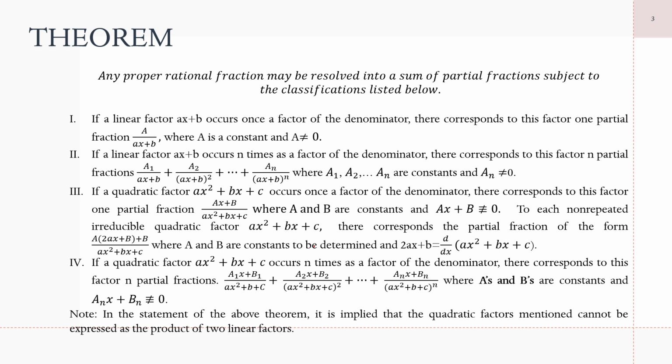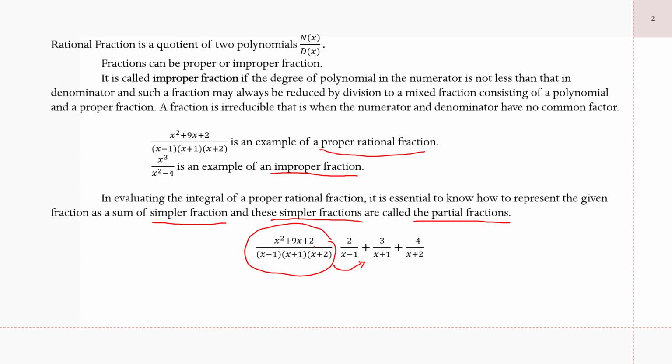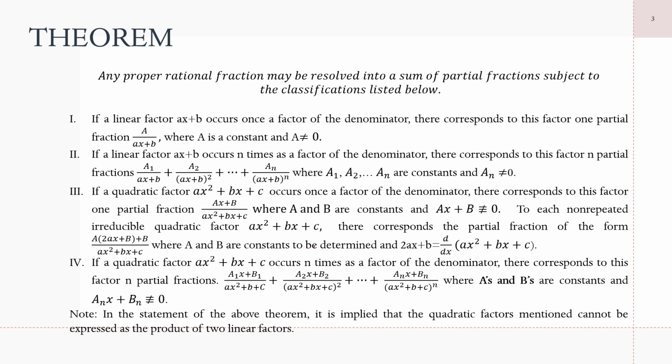So the theorem: in order for us to represent the given fraction as a sum of simpler fractions, which we call partial fractions, we need to follow this theorem listed below. Any rational fraction may be resolved into a sum of partial fractions subject to the classification listed below. The first case is that if a linear factor a plus bx occurs once as a factor of the denominator, there corresponds to this factor one partial fraction.